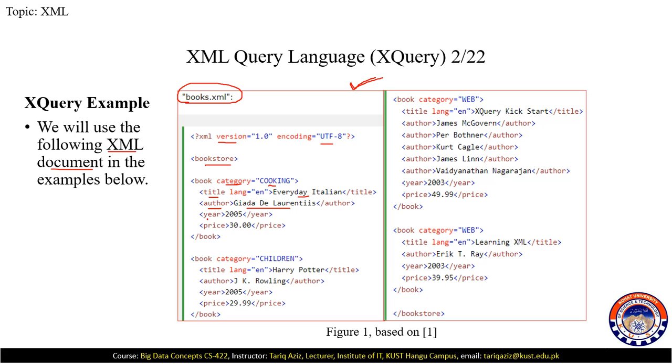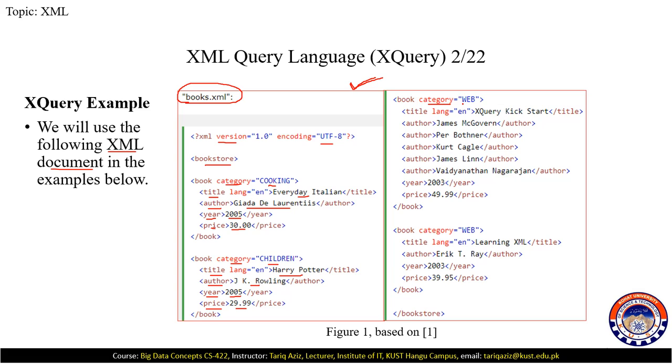What is the publishing year? 2005 is the publishing year. What's the price of the book? 30.00. Now another book category is children. Okay, what's the title of the book? Harry Potter. Who is the author? J.K. Rowling. What's the publishing year? 2005. And what's the price of the book? 29.99.